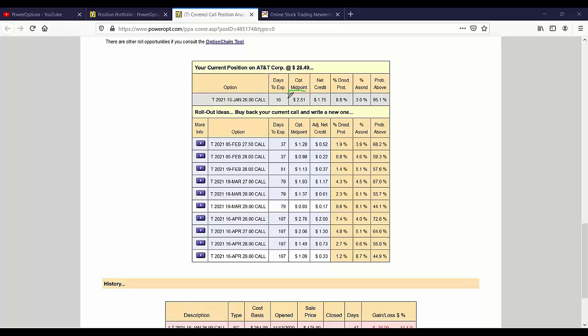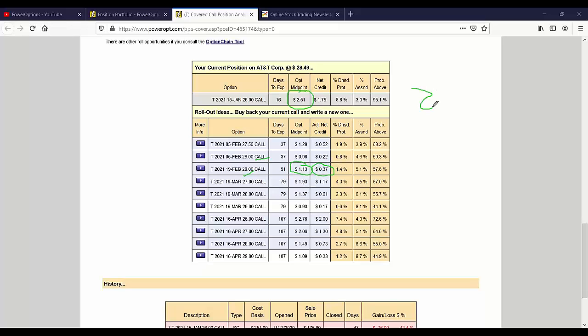So our current buyback cost is going to be around $2.51 with the stock trading at $24, basically right at intrinsic value. But we could roll out further from January 15th out to February, say to the 28th strike for the 5th or for the 19th, it looks like. So let's just say with the 19th, we could get another $1.13. Now the adjusted net credit stays positive.